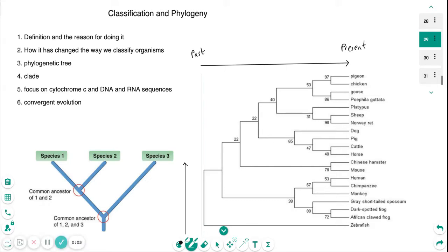Hello. Right, we're going to focus on a different type of classification called phylogenetic classification, and the reason why this happens. So to get to that point, we're going to go through a definition of what phylogeny is and the reason for doing it, how it has changed the way we classify organisms. We're going to focus on a phylogenetic tree and look at what a clade is, and we're going to talk a bit about a protein called cytochrome C and the sequence of DNA and RNA and how they're helping us to put organisms into different categories. And then we'll also talk about something called convergent evolution.